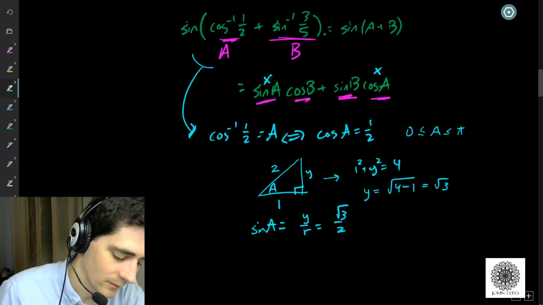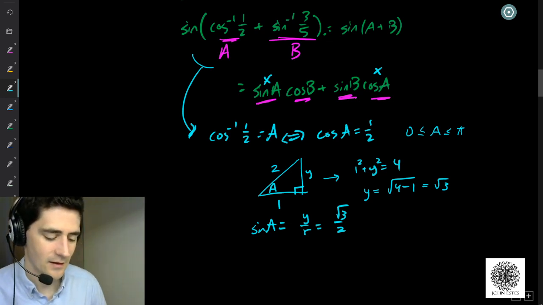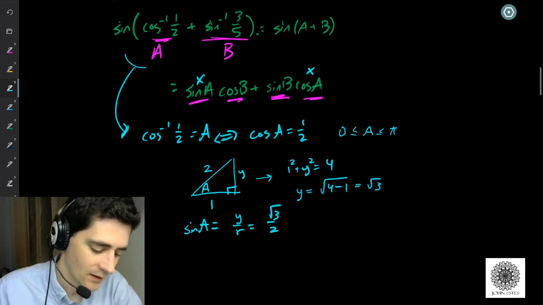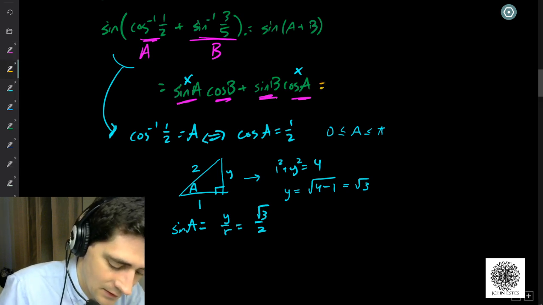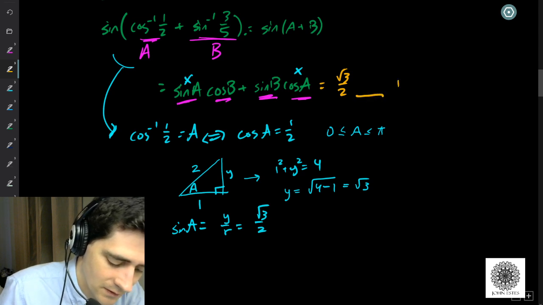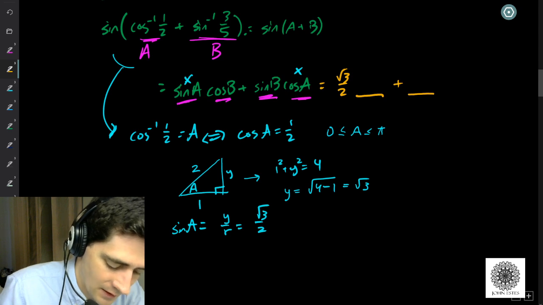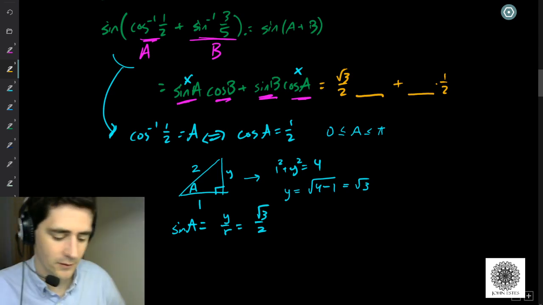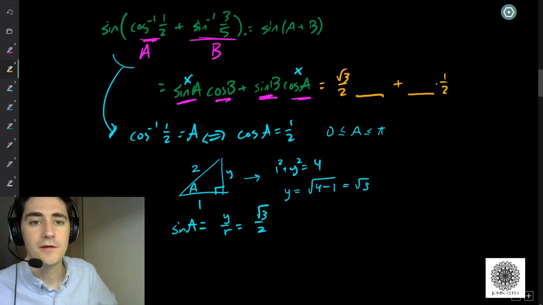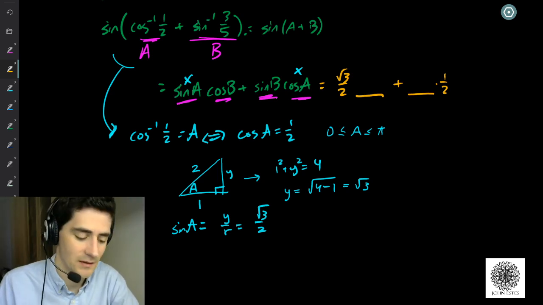So there's that one. We got our sine A and cosine A. If you want, we can go ahead and write that out. Sine A is root 3 over 2. We don't know cosine B. We don't know sine B, but we do know cosine A was 1/2. Okay, so I know those parts. Now I just need to do the same thing with angle B.